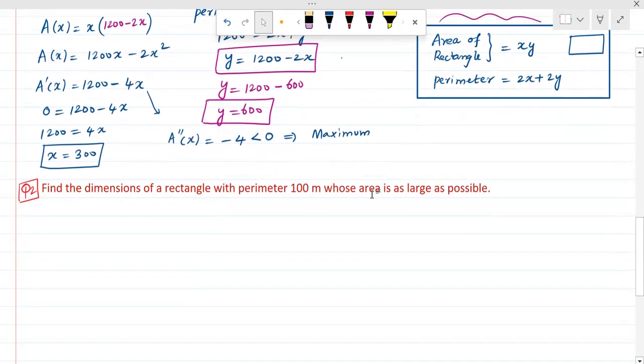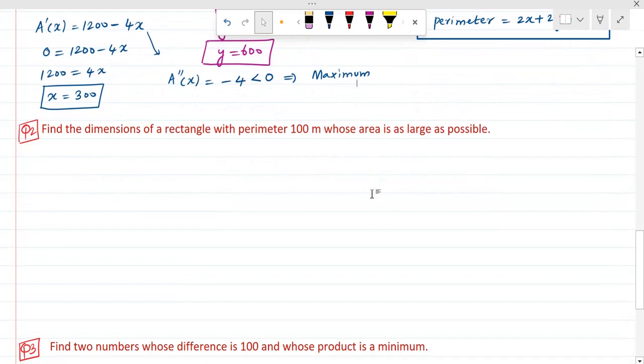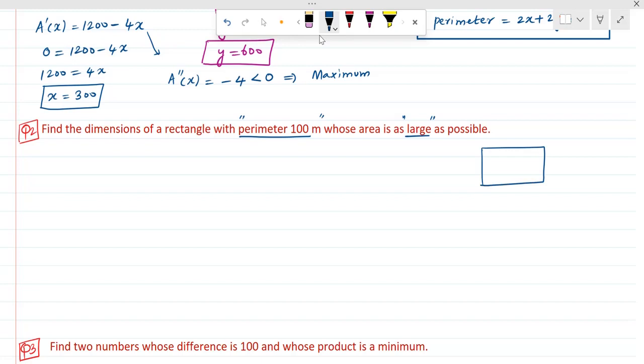Now the next one is similar to this one. Find the dimensions of a rectangle whose perimeter is given as 100 meters, and whose area is the largest. It is the same thing, given directly without any application. So there are x and y, here y, here also x. It is the same rule, we will write it.